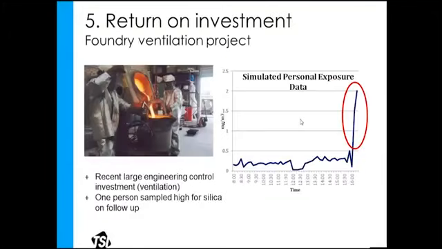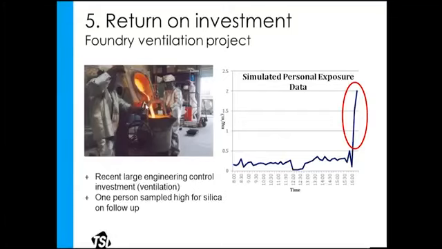So there's perimeter monitoring. And my last example is the example on return on investment. One of our channel partners told us about this, and this is completely made-up data. I don't have their actual data, but it was a foundry. They made a large investment.